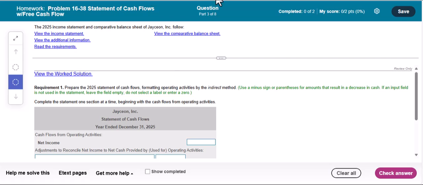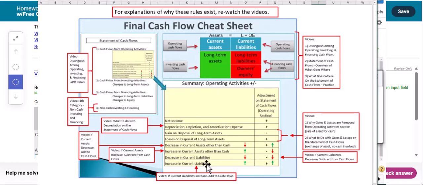This should be getting a little easier. We've done a few of these statement of cash flows by now. But just as a reminder, in the operating activities section, we're going to start with net income. Then we're going to back out depreciation and back out gains and losses.